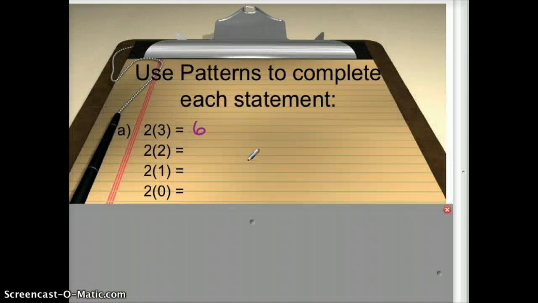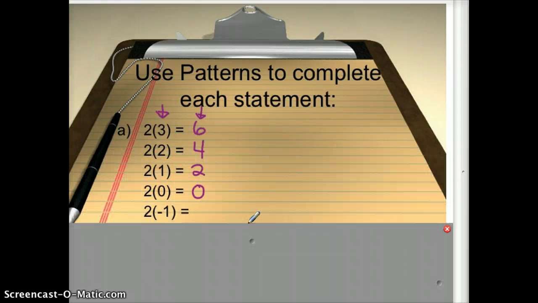We're going to keep going for a while. 2 times 2 is 4. 2 times 1 is 2. 2 times 0 is 0. I want you to notice here that I'm starting out with 2 every time, and then the number that I'm multiplying it by keeps decreasing by 1 every time. My answer keeps decreasing by 2 every time.